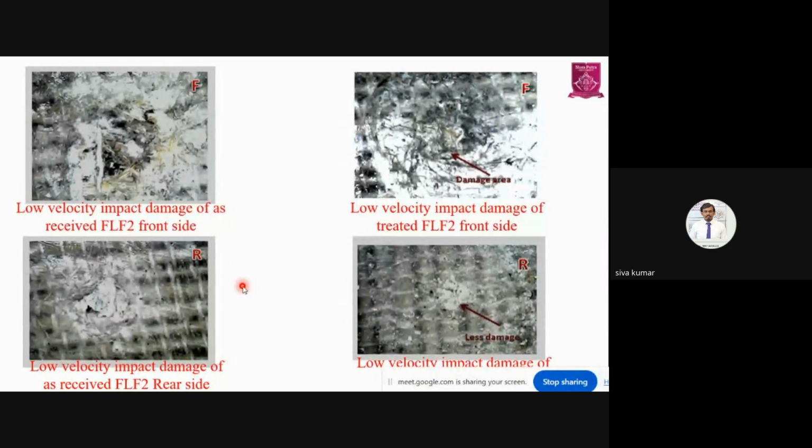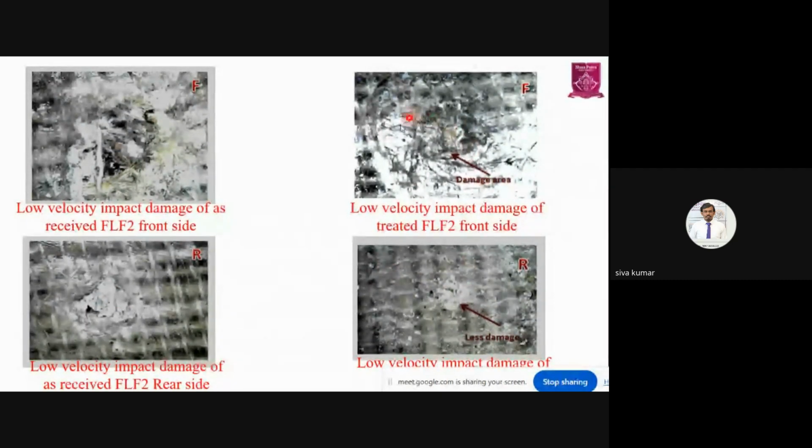And these are some findings from the SEM images. This is the low velocity impact damage of the as received component, and the low velocity impact damage of the surface treated one. There are no holes here, there are some holes here. And this is the low velocity impact damage of FLF2, rear side. So this is the front side, this is the back side, the top and bottom. This is as received, nothing but non-treated. This is the treated one, FLF2.